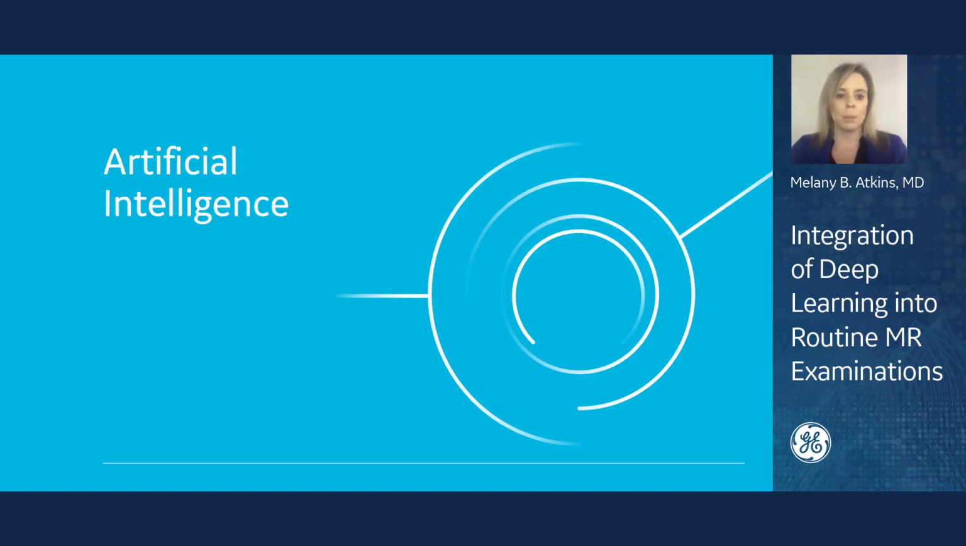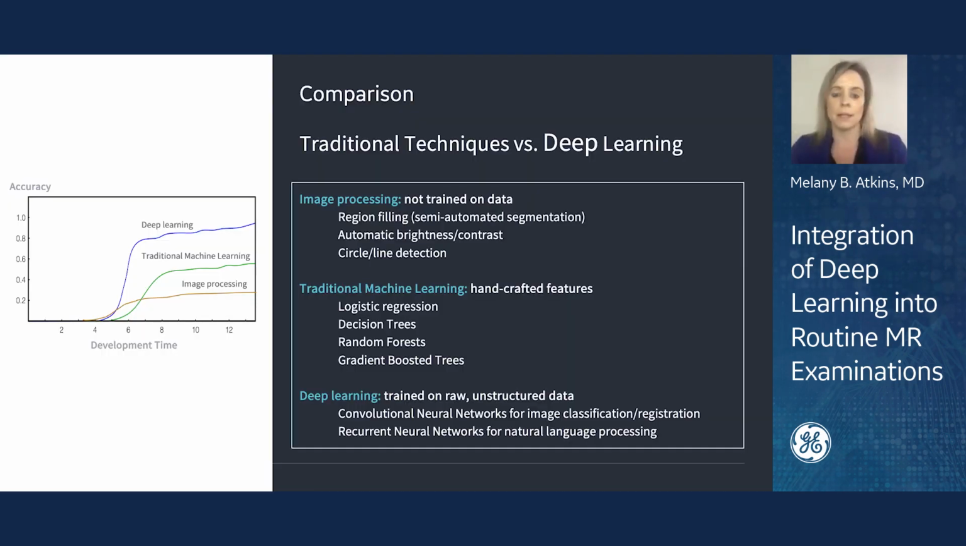So we're going to change gears a little bit now and look at other areas of artificial intelligence in MR imaging. I did want to talk a little bit about the basics of artificial intelligence so we can better understand some of the utilization in the coming slides. Traditional techniques versus deep learning. When we talk about traditional techniques, we're really talking about image processing, which is not trained on data, and using more basic region filling, automatic brightness, contrast, etc.